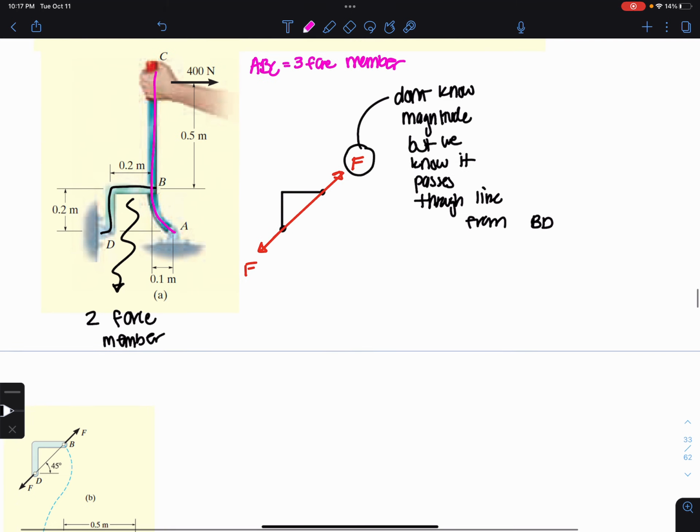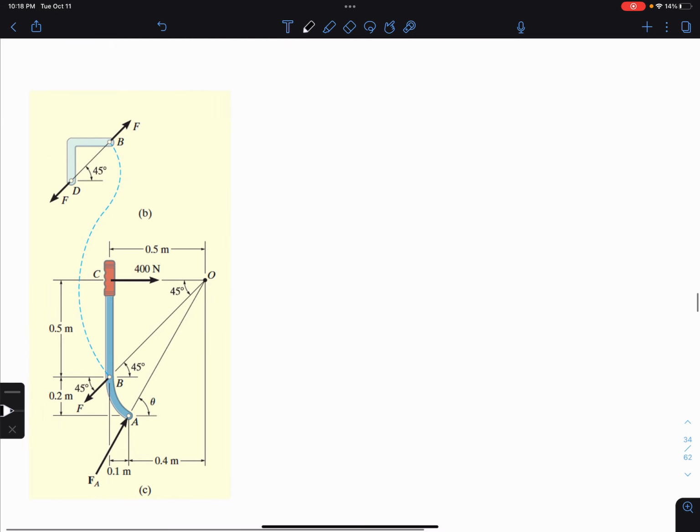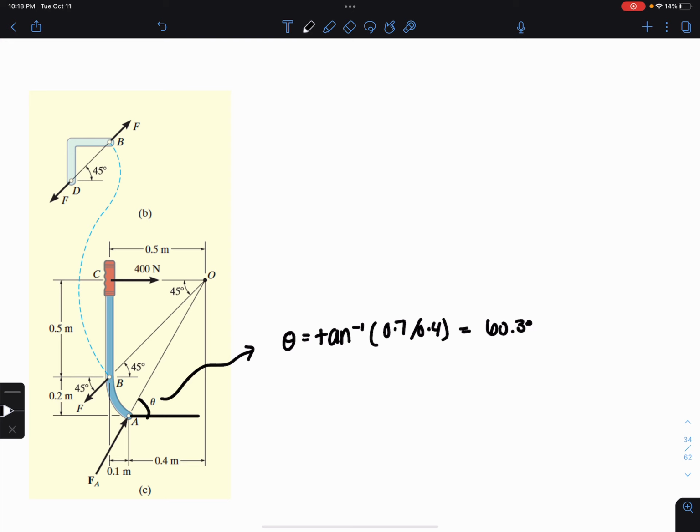Let's go ahead and solve for this system. So here, I have an angle of 45 degrees. Actually, this is drawn for us here really nicely, better than I can draw it. So here to get theta, which is the angle that the three-force member ABC makes with the horizontal, I can say theta is equal to inverse tangent of 0.7 over 0.4, and I get 60.3 degrees.